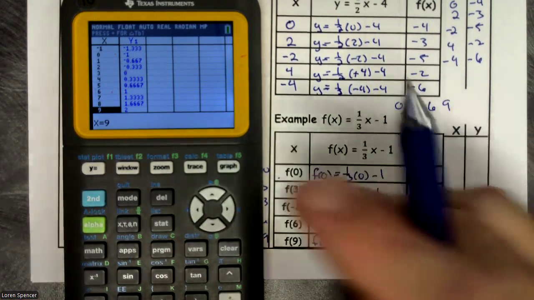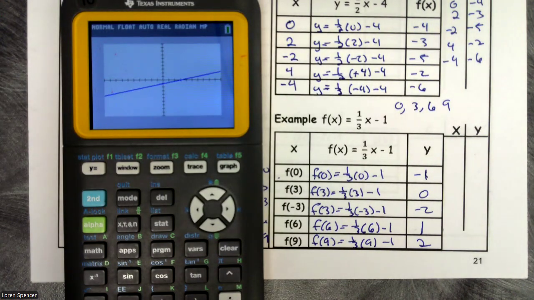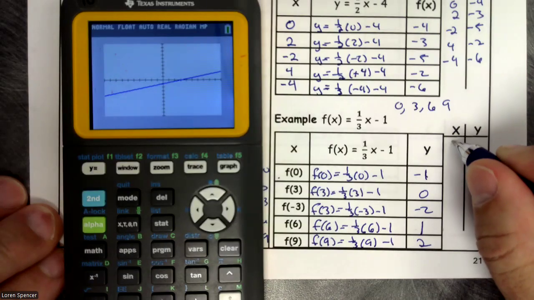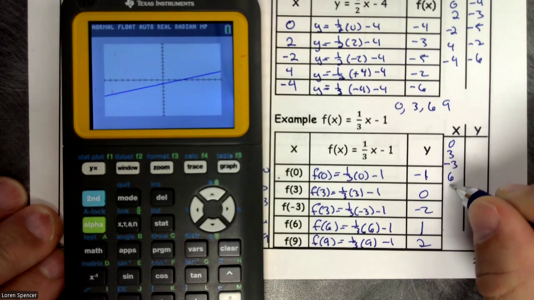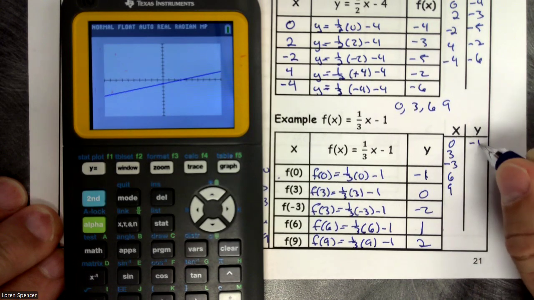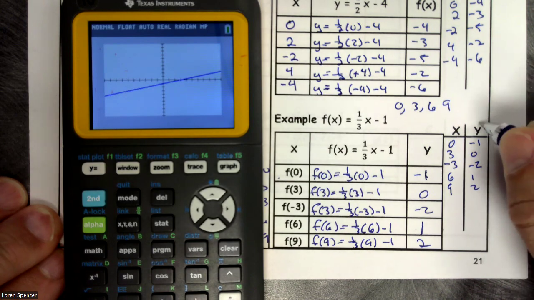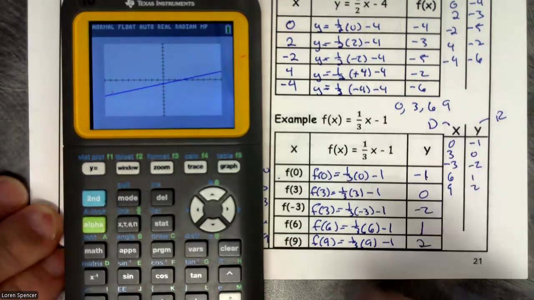All right. And if I actually were to graph this, there's my line. All right. And we can get the same line on Desmos. So my domain in this case is 0, 3, -3, 6, 9, -1, 0, -2, 1, and 2. Here's my range, and here's my domain. Okay? All right, moving on.